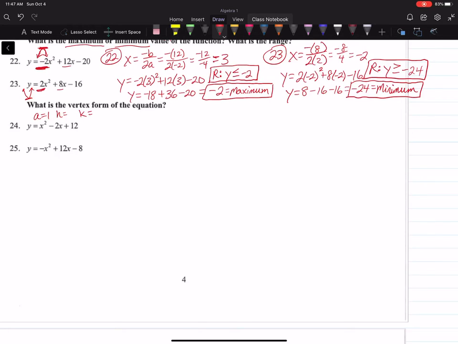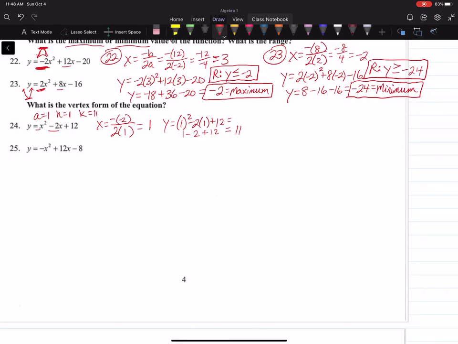So x equals negative b over 2 times a. B in this problem is negative 2. A in this problem is 1. So that would be positive 1. And then, so that's h. And then I'll plug in positive 1 to get my k. So y equals 1 squared minus 2 times 1 plus 12. That would be 1 minus 2 plus 12. So that's 11.